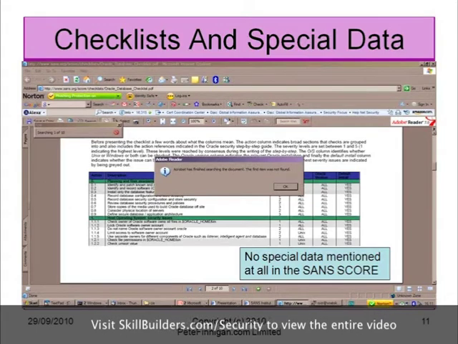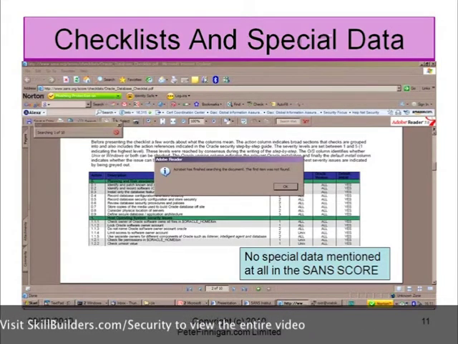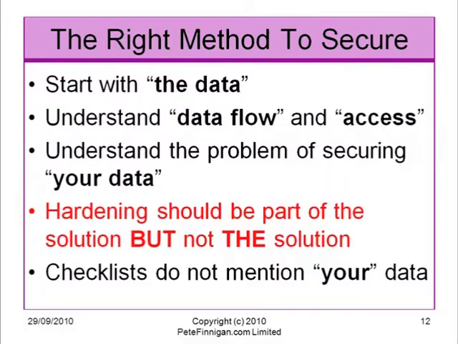So, second, excitingly high, there isn't anything in the score document that relates to your data. So it's really just highlighting the fact that you must consider the data first, and relying on checklists is still a valid thing to do, but it's not going to secure. It's really this, the right method to secure the database.